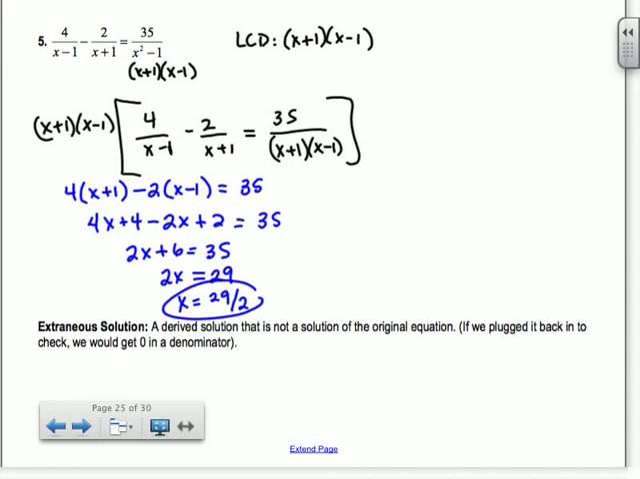Now if you go back to check, the only answers that would give you no solution are if you had 1 or negative 1. If you had 1 or negative 1 as answers, when you go back to check, you would get undefined because of the denominator. So 29 over 2 will work.